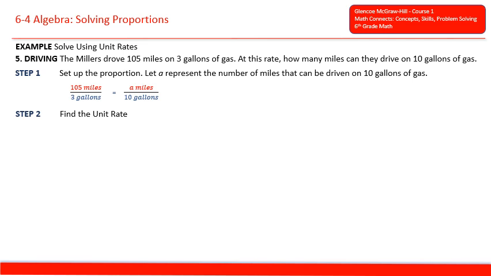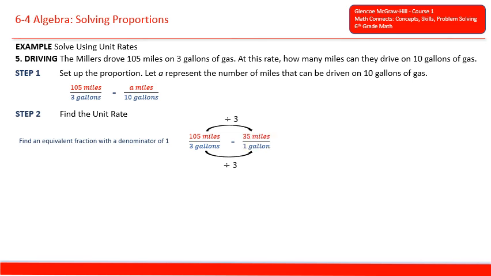Step 2. Find the unit rate. We've used unit rates before. We have to find out how many miles can be driven on 1 gallon of gas. So to do that, we're going to find an equivalent fraction with a denominator of 1. If we divide 3 gallons by 3, that will give us a unit rate of 1 gallon. So we'll divide the numerator of 105 miles by 3, and that will give us 35 miles per gallon.